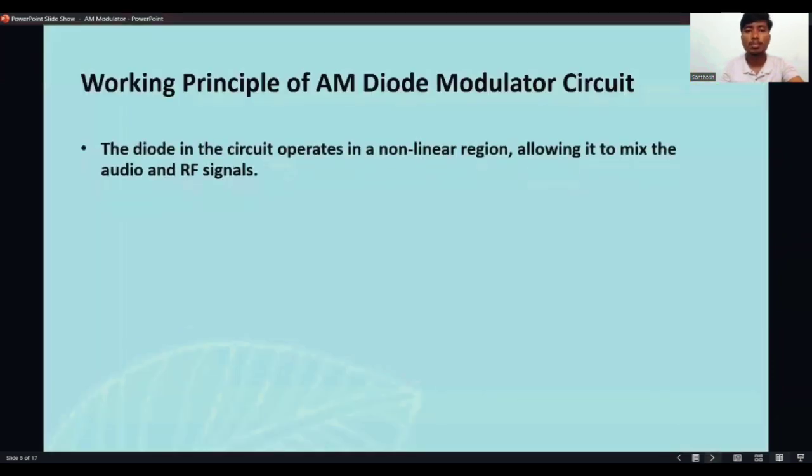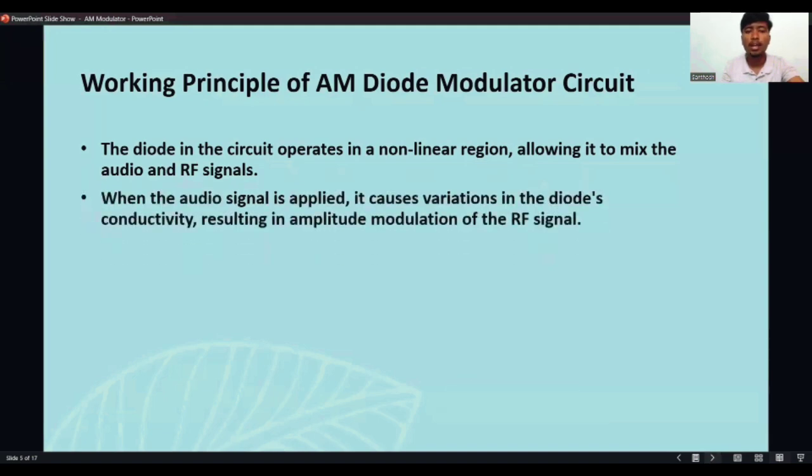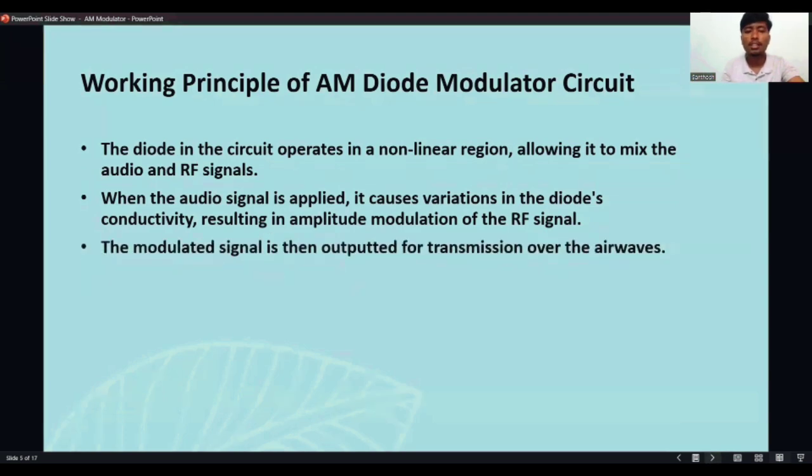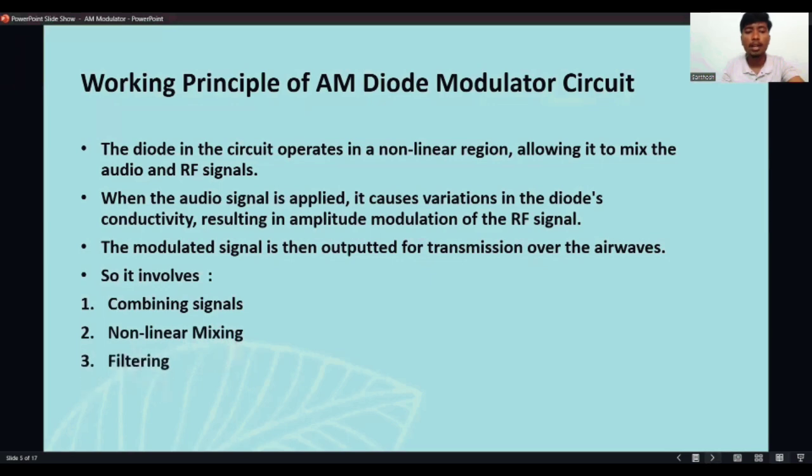Then the working principle of AM diode modulator circuit. The diode in the circuit operates in a non-linear region, allowing it to mix the audio and RF signal. When the audio signal is applied, it causes variations in the diode's conductivity, resulting in amplitude modulation of the RF signal. The modulated signal is then outputted for transmission over the airways. In simple terms, it involves combining signals, nonlinear mixing, filtering, and finally output.